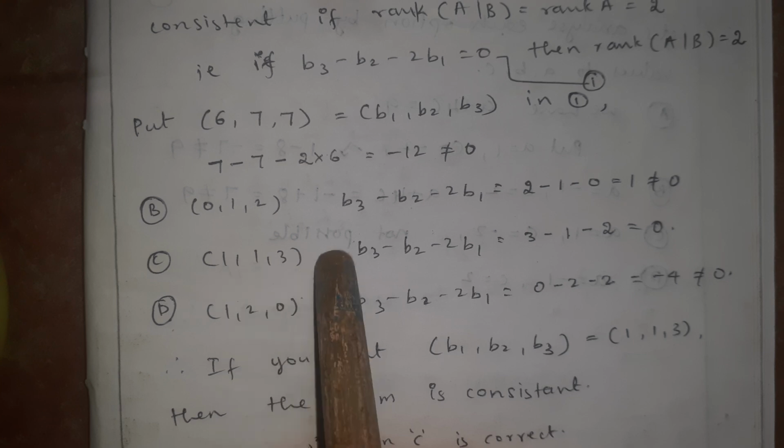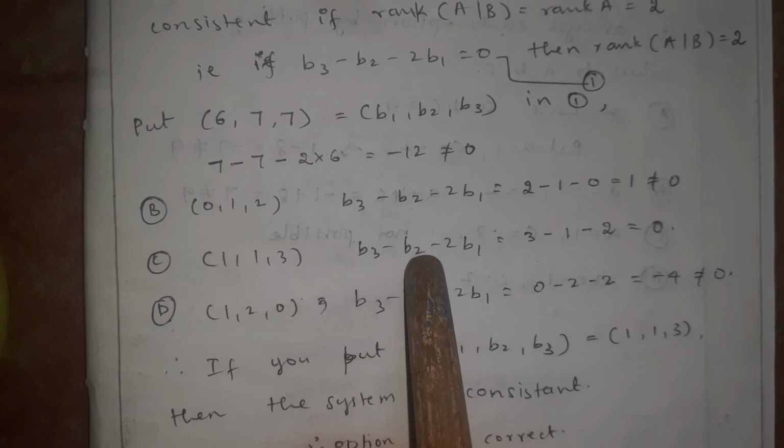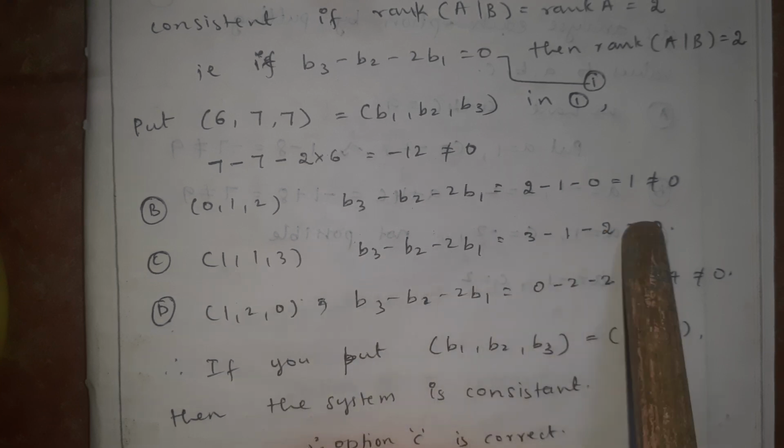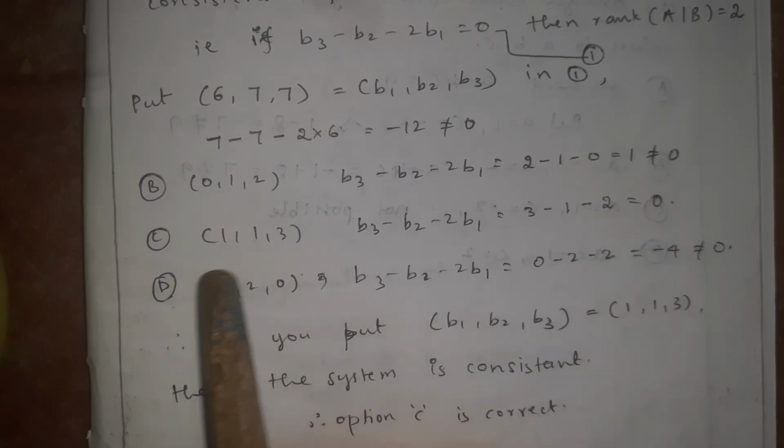Next, option C: 1, 1, 3. B3 is 3, so 3 minus 1, 2. 2 minus 2, 0. So you will get it as 0. Therefore option C is the correct one.